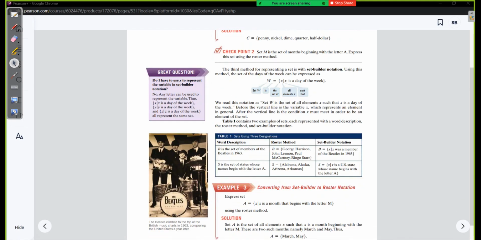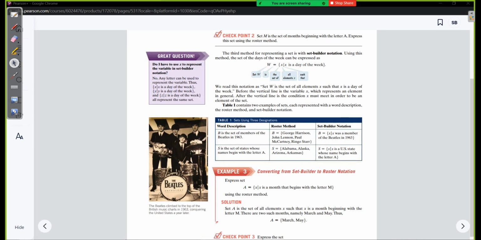Example 2 reads, the set C is a set of U.S. coins with a value of less than $1. Express this set using the roster method. Again, the roster method is where you write the name of the set, and then you write in braces the elements of that set. So the coins that are less than $1 are penny, nickel, dime, quarter, and half dollar. Those are the U.S. coins. I wonder if we can put example 3 in there.